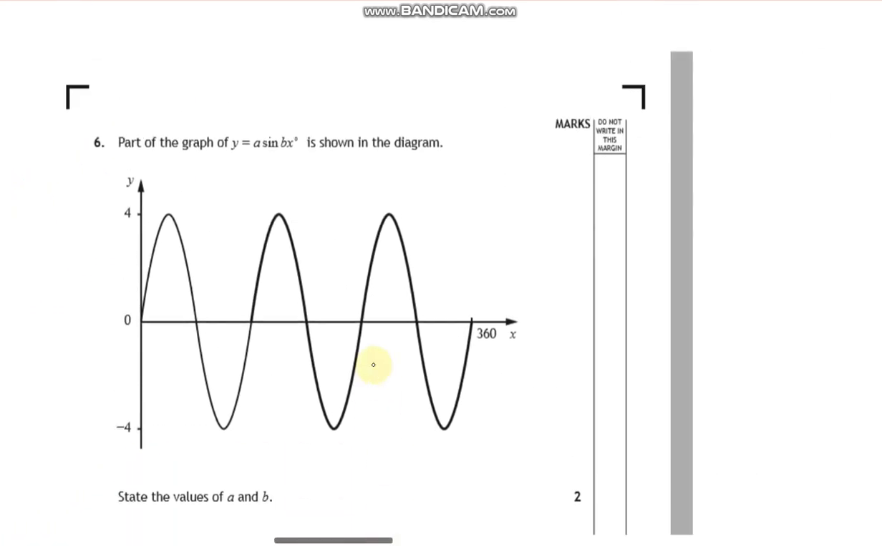And for this A and B, well, A is simply the height divided by 2. So the height is 8. 8 divided by 2 is 4. Sorry. So the height is 4. And the last bit, how many waves are there inside a 360? I see 3.